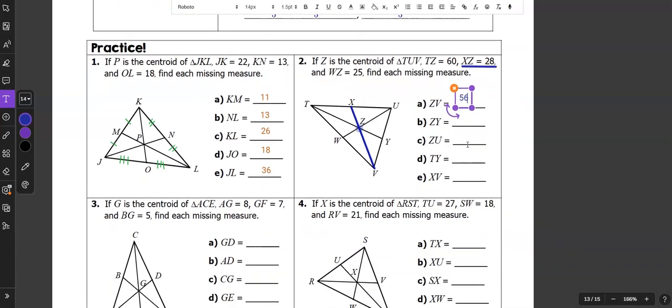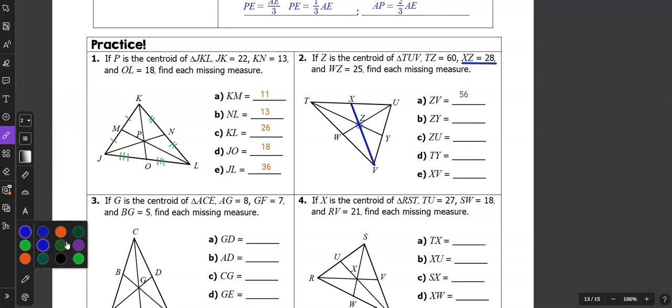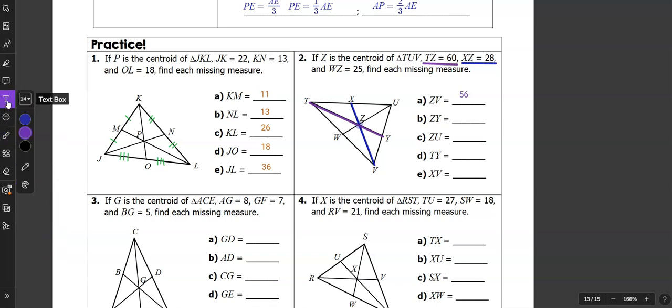Next, they want us to find ZY. Now we can see here that ZY is related to TY, and it is the smaller segment of the median. They tell me that TZ is 60. So since that's the longer segment of median TY, I will divide that by 2, and I will find out that ZY is 30.